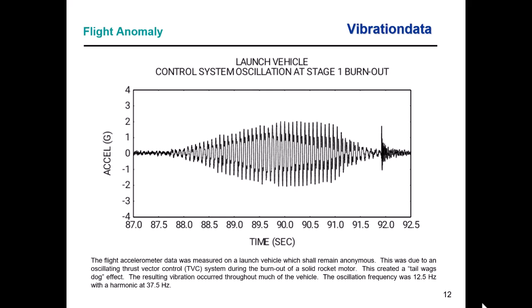Now that's not a pure sine function, but it's fairly sinusoidal. And there's actually two sine functions superimposed. There is a 12.5 hertz, and then there's a 3 times integer harmonic at 37.5 hertz. There's also a stage separation event. You see it at 92 seconds there. But this accelerometer, the location is not documented. I believe it was at the forward end of the vehicle.